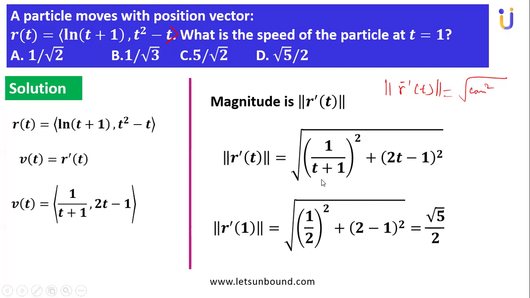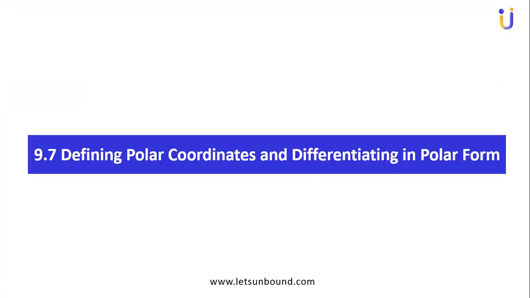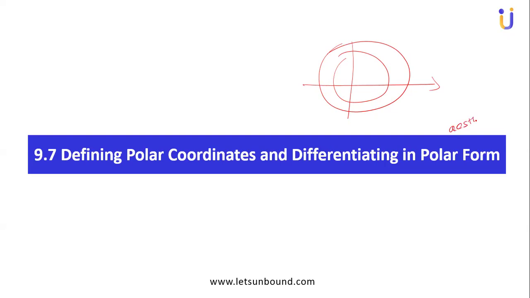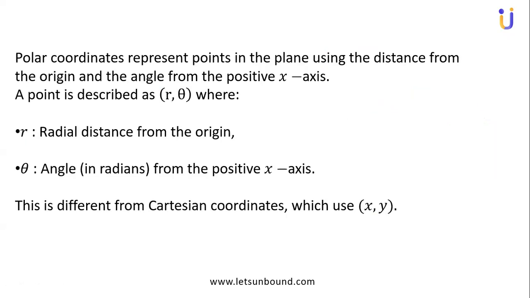Okay, that's simple. Now, we are into a new form, which is polar form: defining polar coordinates and differentiating in polar form. Polar form deals with radius and theta. So far we did x-axis, y-axis. Now we will do everything in angle form. This will have an aesthetic sense in its graph form. It will be very interesting also. So let's get into this.